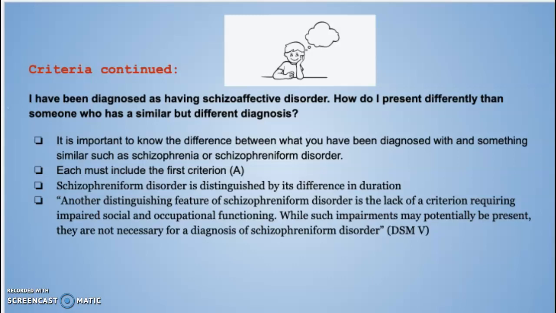This quote comes from the DSM-5. Another distinguishing feature of schizophreniform disorder is the lack of a criterion requiring impaired social and occupational functioning. While such impairments may potentially be present, they are not necessary for a diagnosis of schizophreniform disorder.